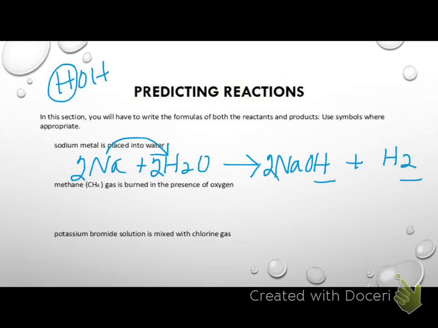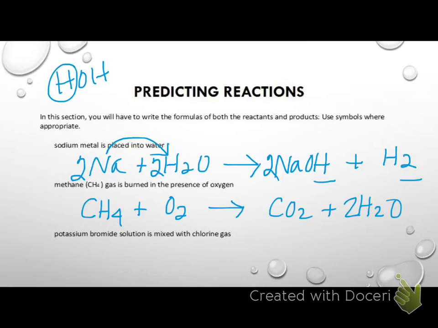Okay, this one, methane gas, we've done that a couple of times. You should already have that one memorized by now. Methane plus O2, and then it makes CO2 plus H2O. I put a 2 here, and a 2 here, and that balances.